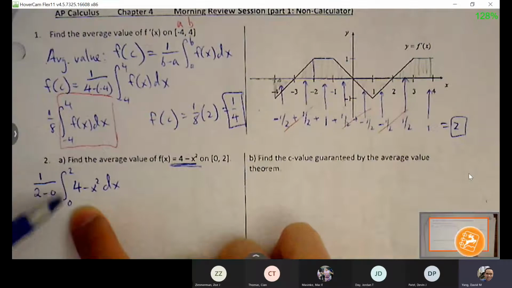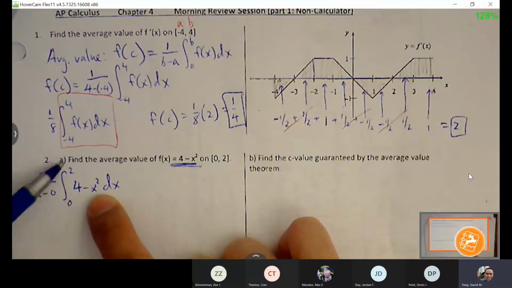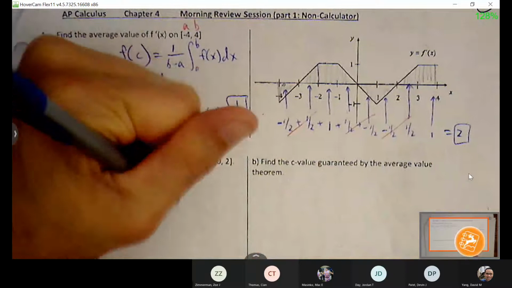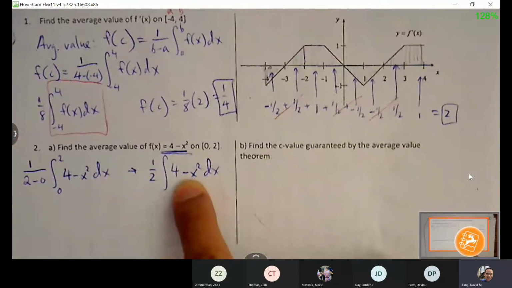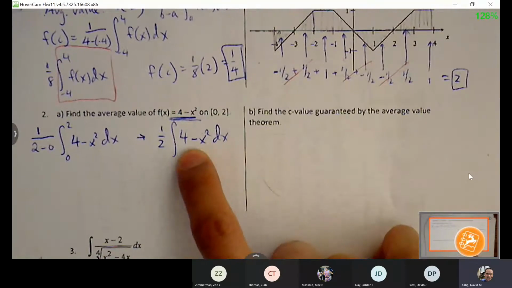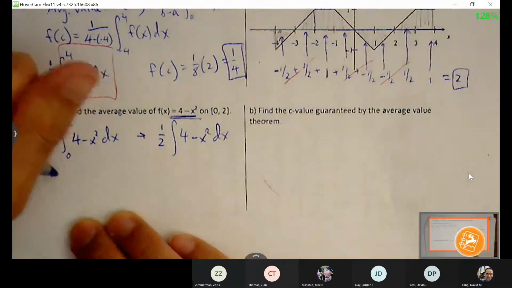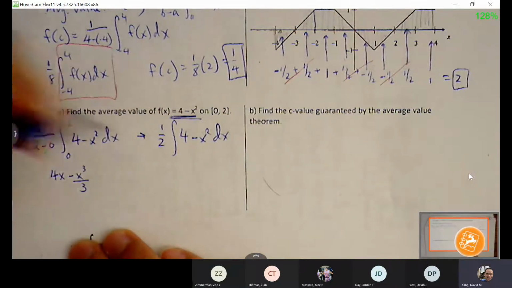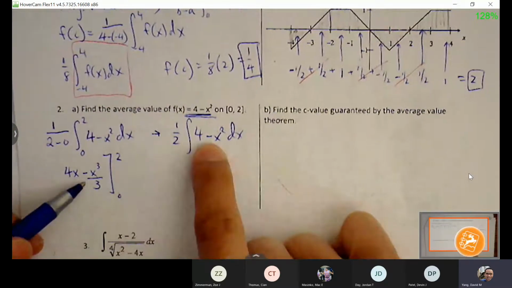Okay, make sure that the bounds are never the first thing to do. You got to take care of your antiderivative before the bounds can do anything with the problem. So we force ourselves to take the indefinite integral. So 4x, this is set up nicely for power rule. So 4x minus x cubed over 3. Evaluate the bounds from 0 to 2. Now we can evaluate the bounds now that we found the antiderivative.